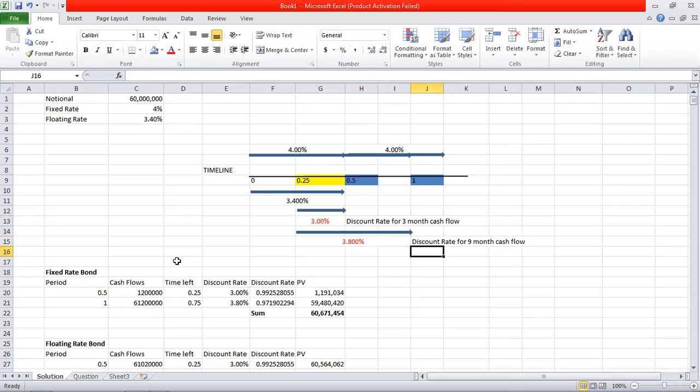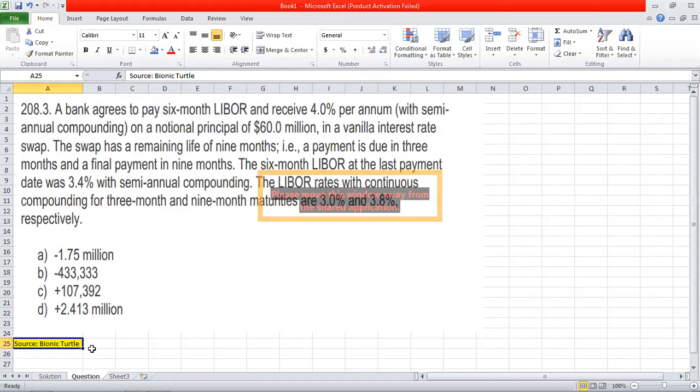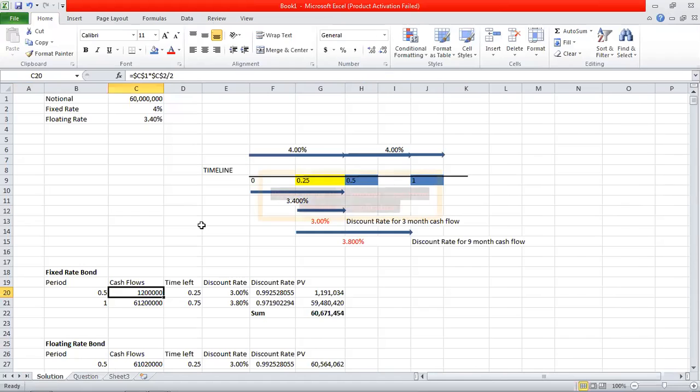So what we are going to do is we are first going to value the fixed rate bond and then value the floating rate bond. For the fixed rate bond, the first cash flow is going to be, again, the question says it's semi-annual compounding. So 4% for the entire year, 2% for half a year. So how do I get this number?